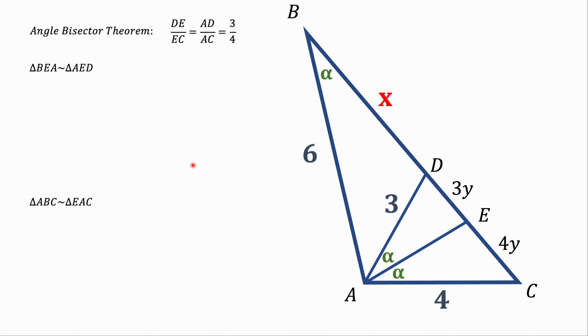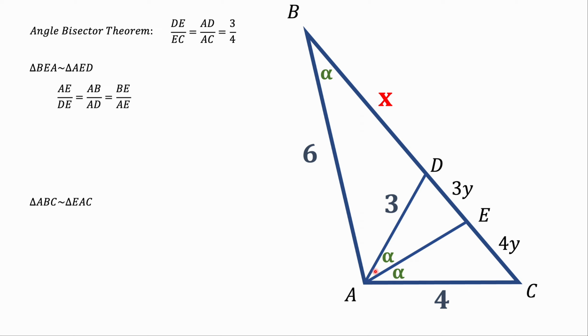In similar triangles, the ratio of the respective sides should be the same. In this case, we're going to have these relationships. So AE over DE is the ratio of the sides that are opposite of angle alpha. So AE is opposite of this angle alpha in the big triangle, and DE is the side opposite of this angle alpha in the small triangle.